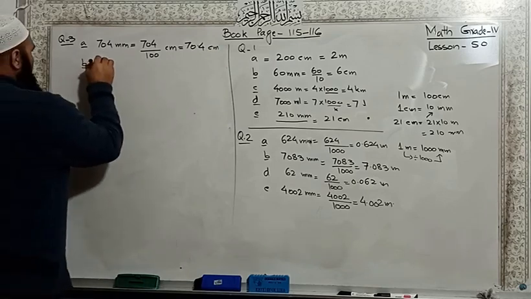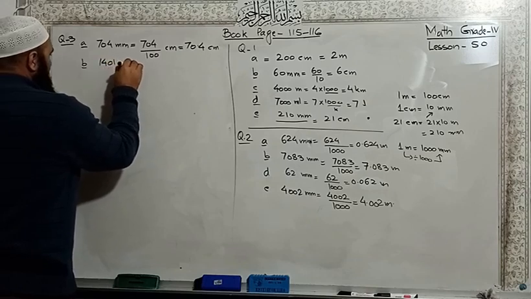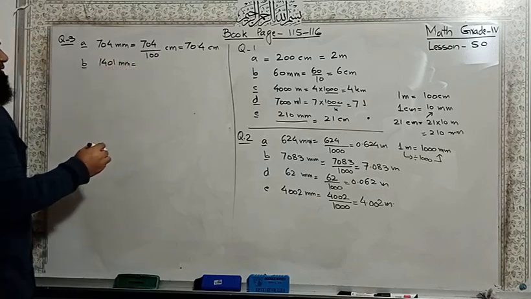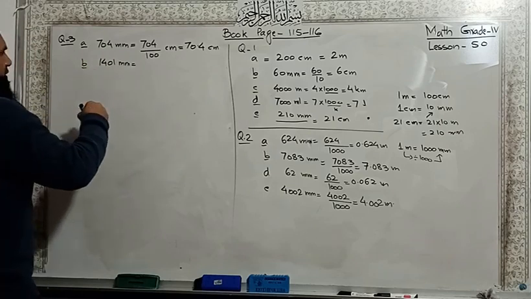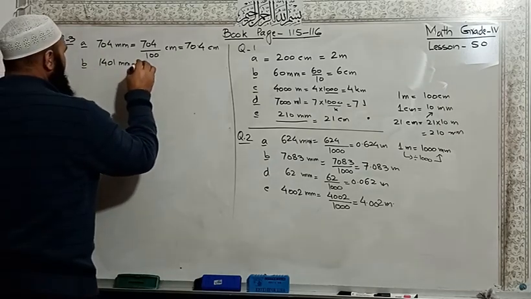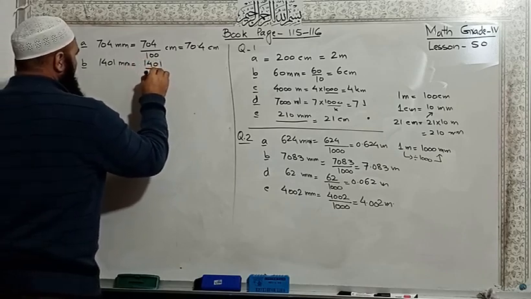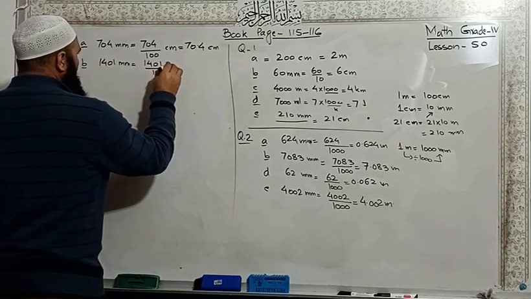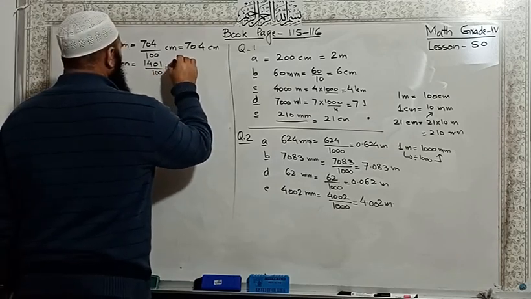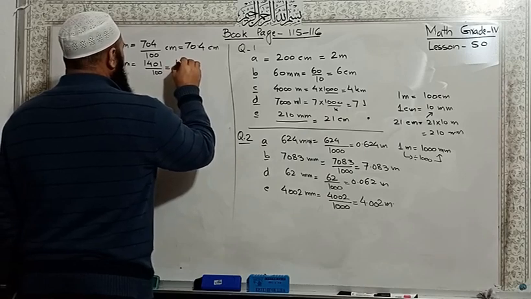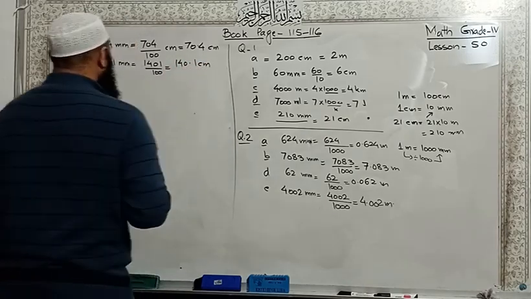Question number B, 1401 millimeters. 1401 millimeters will be equal to how many centimeters? For changing millimeter into centimeters, we divide by 100. 1401 divided by 100, we will get 140.1 centimeter.